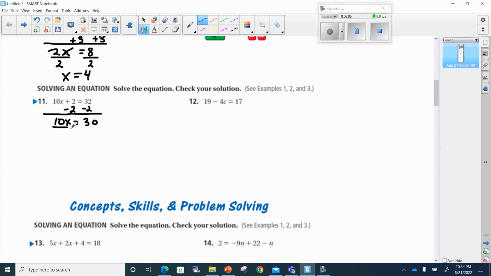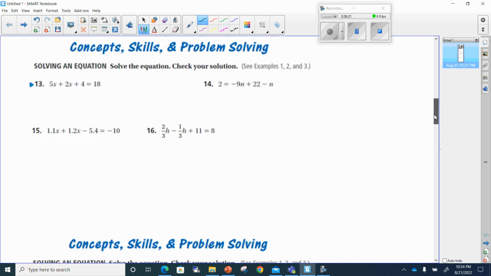I'll divide 10 away from 10x to isolate my variable, because 10 divided by 10 is 1, so I have 1x. And now whatever I divide from one side, I divide from the other. 30 divided by 10 is 3. All right, let's move on down to number 13.